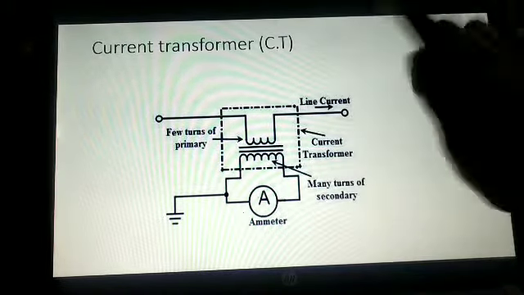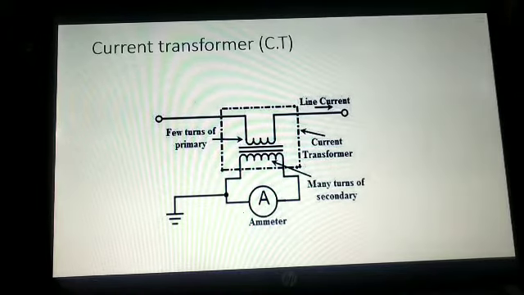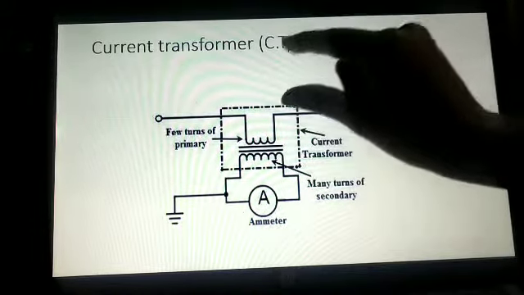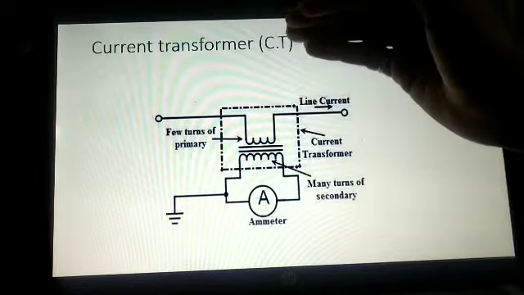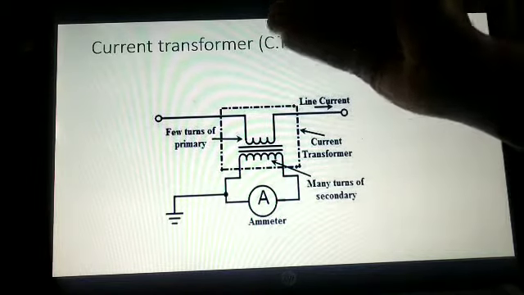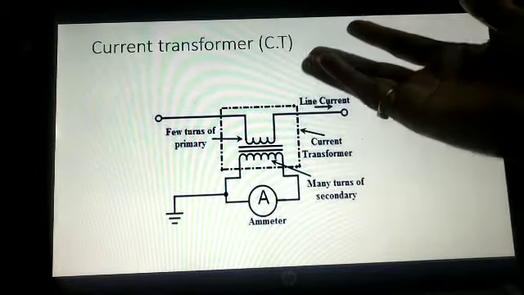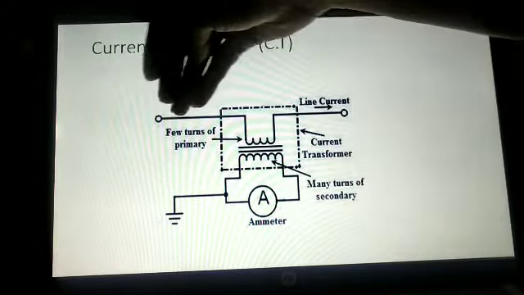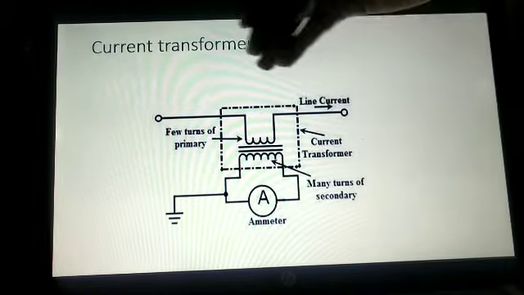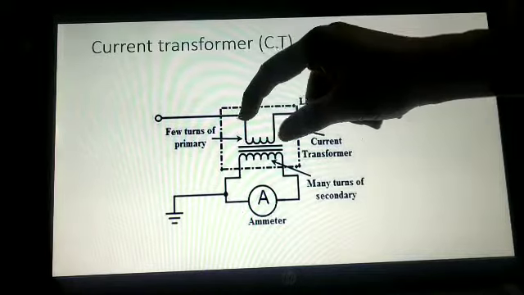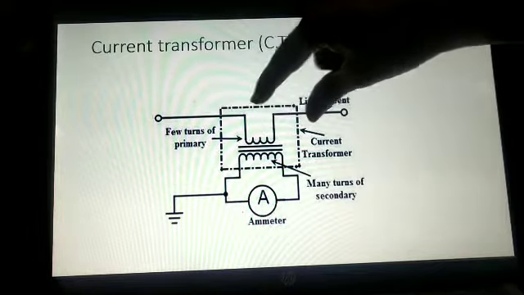Clear with the first point? Primary has few number of turns. It is connected in series with the power circuit, that means to the power system, whatever high current will be flowing through this line, right? To measure this high current, we are connecting the primary to this line, right?